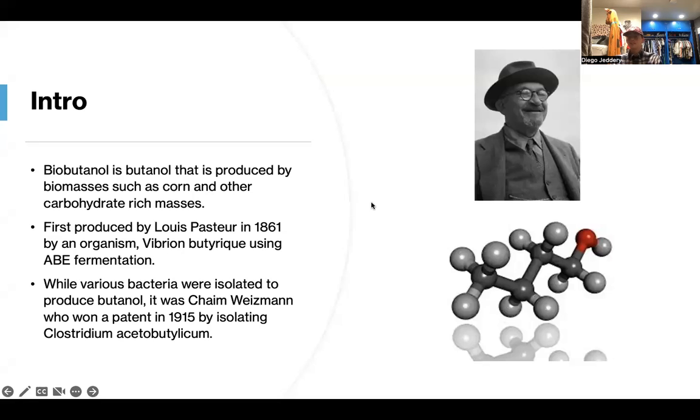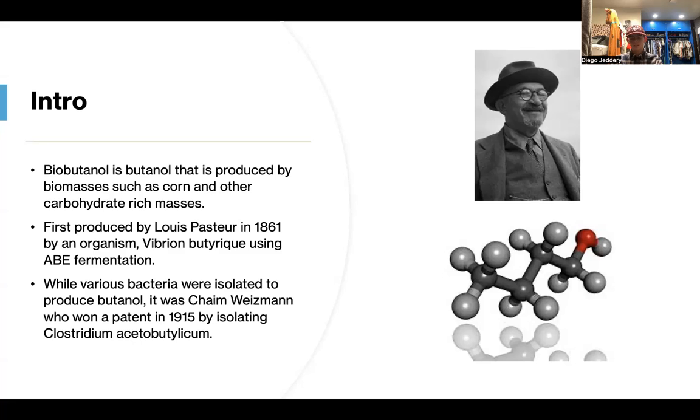Now, biobutanol is actually butanol that is produced by biomasses such as corn and other carbohydrate-rich masses. Butanol is composed of C4H10O, and butanol actually has two more carbon atoms than ethanol. Now, butanol was first produced by Louis Pasteur in 1861 using an organism called Vibrio butyrique, a certain type of bacteria. Now, he was the one that discovered ABE fermentation. This is acetone, butanol, and ethanol fermentation.